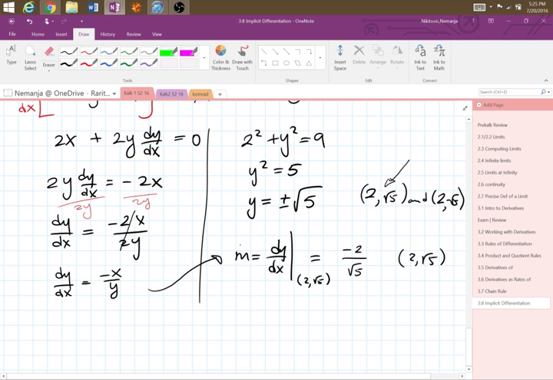So what do we have? We have y equals mx plus b. y is root 5. m is, oh, I never computed the derivative. No, I did. Minus 2 over root 5. Minus 2 over root 5 times x is 2 plus b, and somewhere I computed b. Where did I compute b? Oh no, we are looking for b.